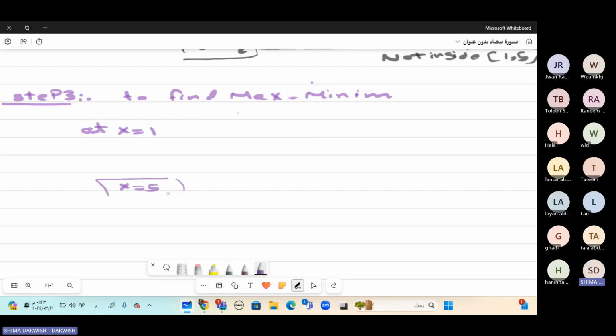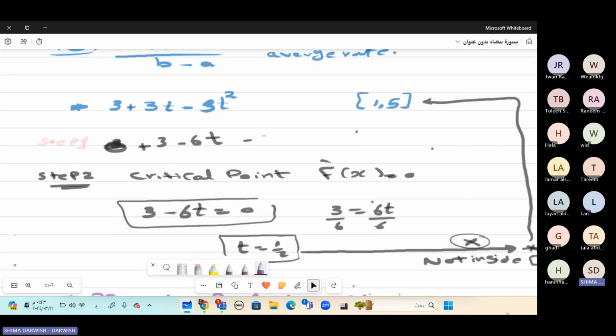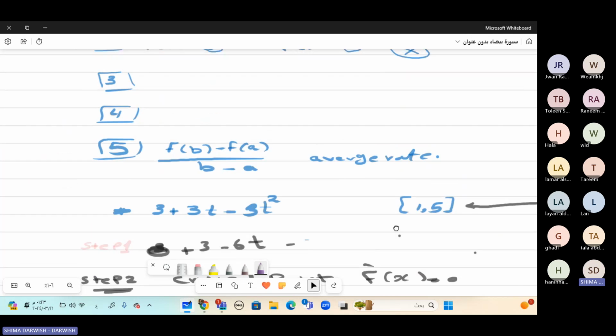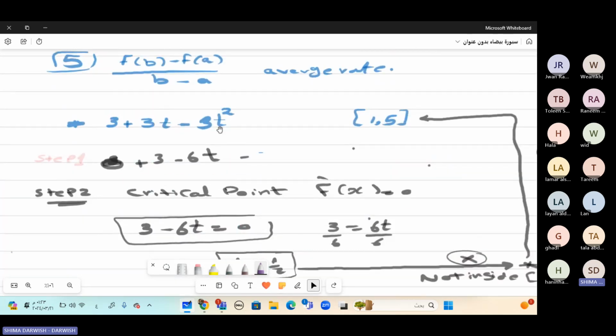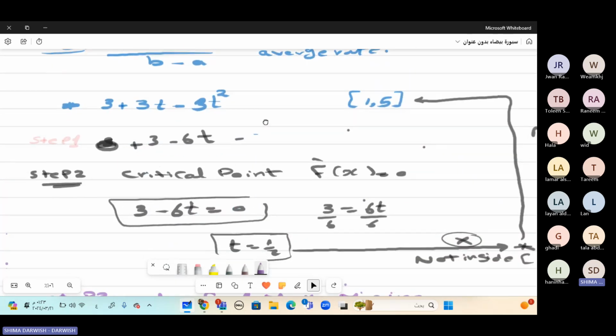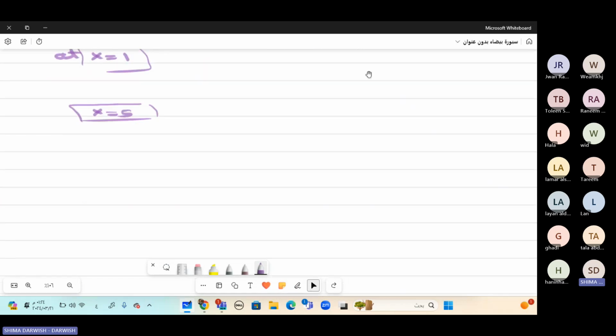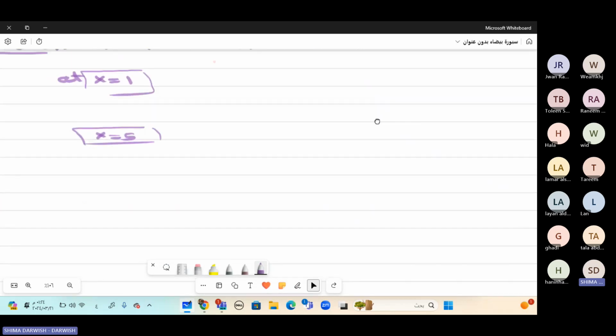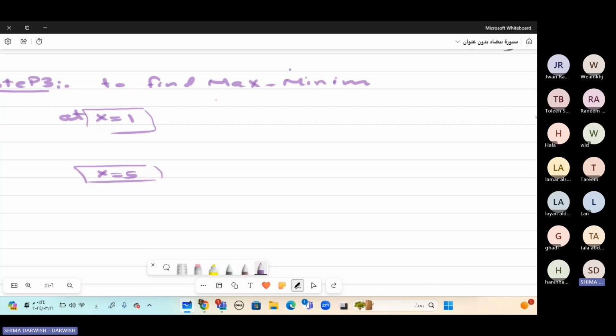Make substitute in which one? In the original equation. What about the original equation? This represents the original equation: 3 plus 3t minus 3t squared. Write the original equation: 3 plus 3t minus 3t squared.